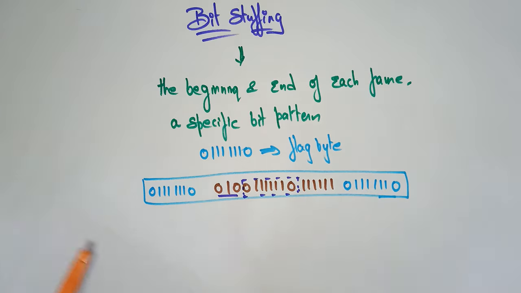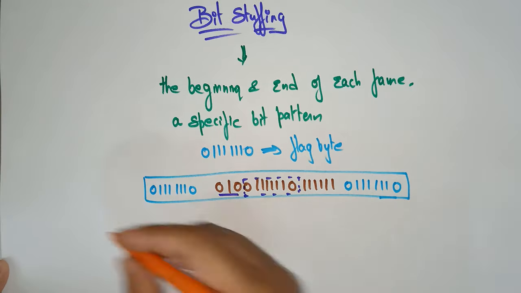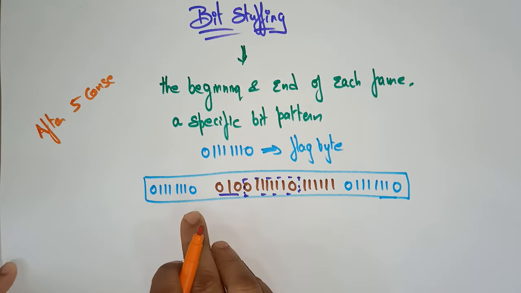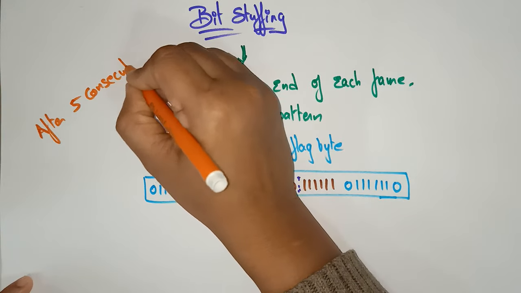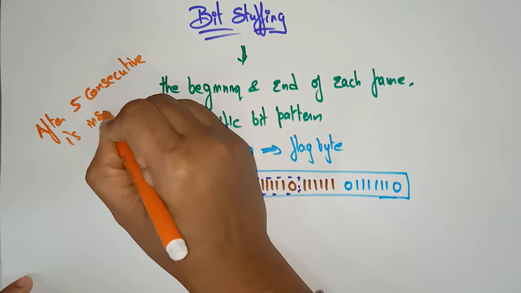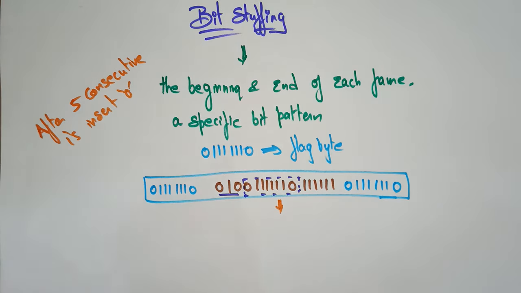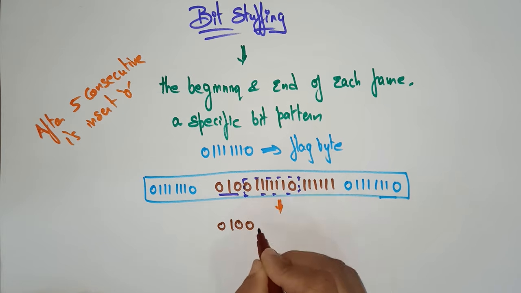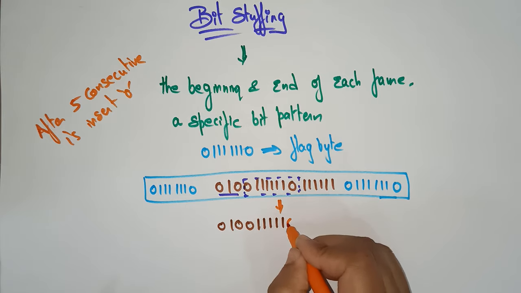So how can we stuff the bits? Whenever there are 5 consecutive ones, insert a bit after the 5 consecutive ones, because 6 consecutive ones followed by 0 indicate the starting and ending of the frame. So after 5 consecutive ones, insert 0. Now let's modify it. What is my original data? 0, 1, 0, 0. After this, 6 ones are there, so after 5 ones, I insert 0. That is bit stuffing.